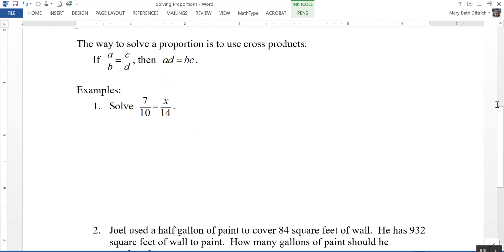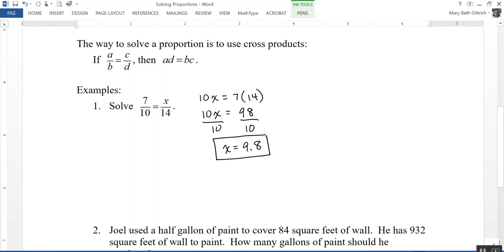First one says solve the proportion 7 over 10 is equal to x over 14. So we want to solve this using cross products. So 10 times x, just 10x, is equal to 7 times 14. So 10x is equal to 7 times 14, which is 98, and dividing both sides by 10, x is equal to 9.8. So 9.8 is the value of x that makes this proportion true.